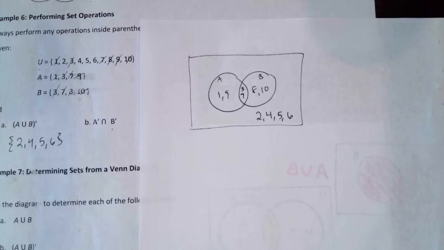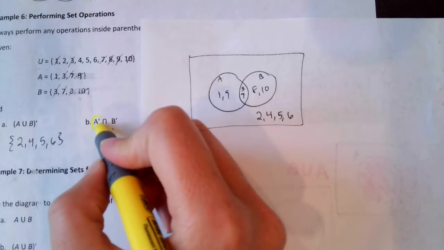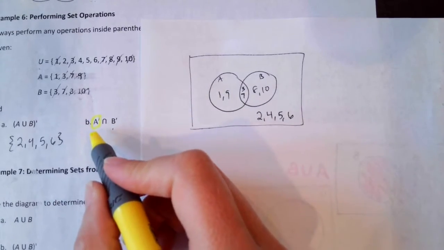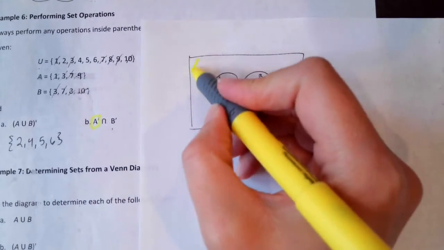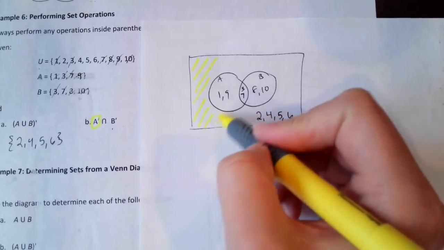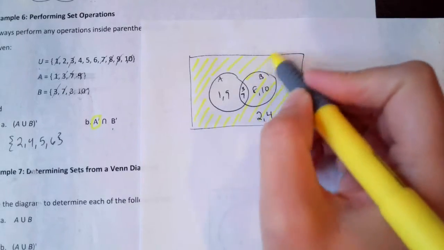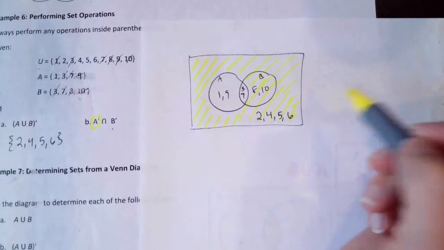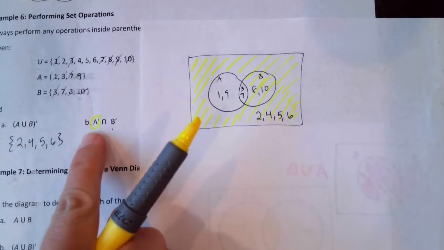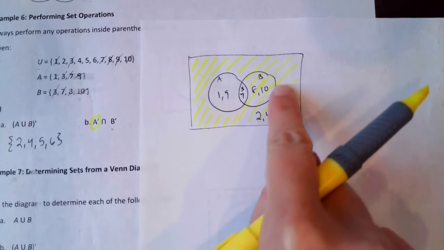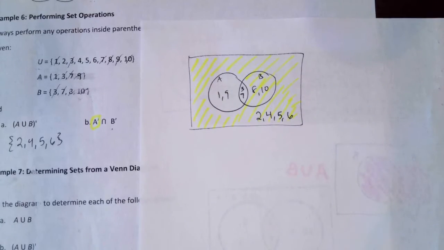Okay, I drew my Venn diagram again just so that I would have some room to color. So if I am thinking about A complement, that's everything that's not in A. So I'm going to shade that on my Venn diagram here with my yellow marker, just so that I can see visually where that's happening. So everything that's not in A is where my yellow marker is. It's all around the circle.